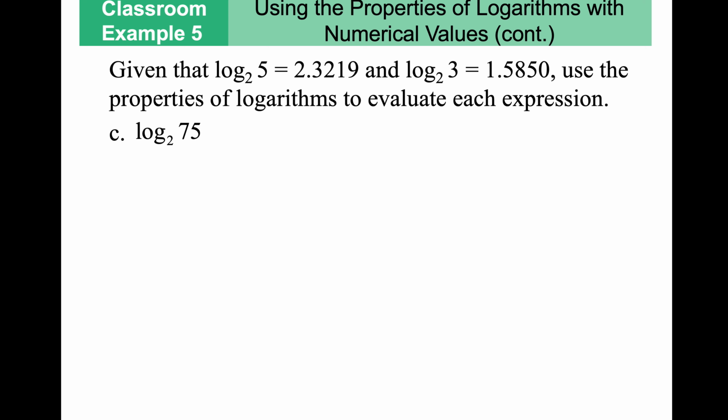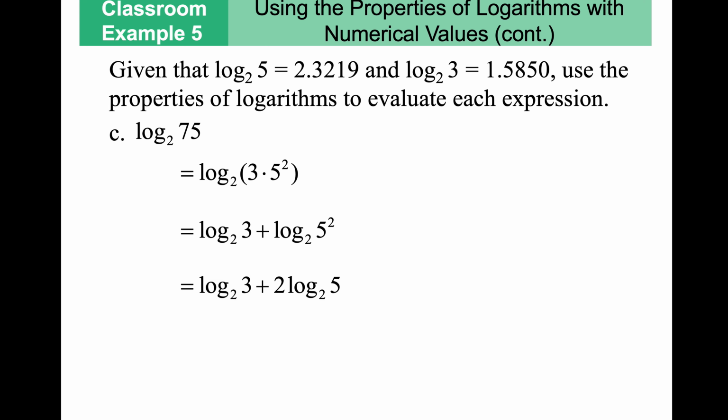If I have log base 2 of 75, I know that 75 is 3 times 5 squared, which I can write as a product. I can bring the 2 to the front, then I can substitute in the problem to get the final answer. So there are some cases where you might be using an exponent, but you're not actually taking that 5 squared anywhere other than utilizing it to get it into the right form.